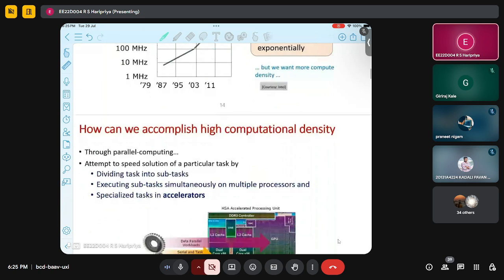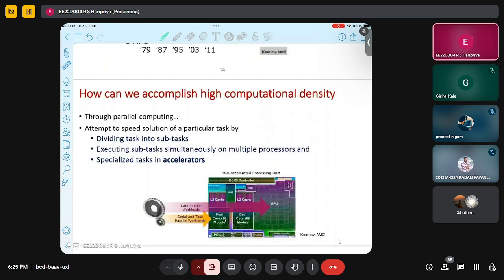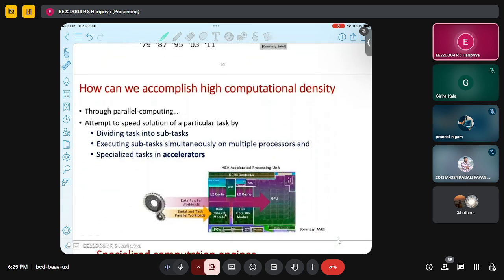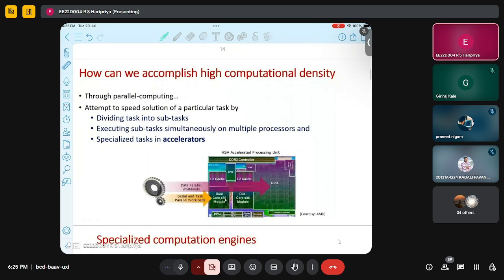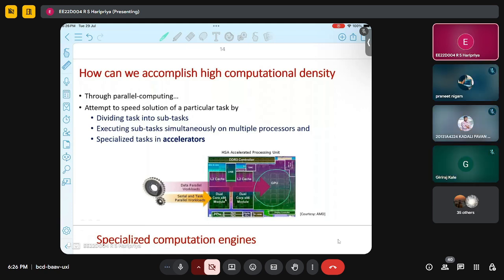So how can we do this high computational density work? We have a specific GPU to perform the AI specialized tasks, which can be done in parallel, and the x86 CPU, which can perform the other serial operations.